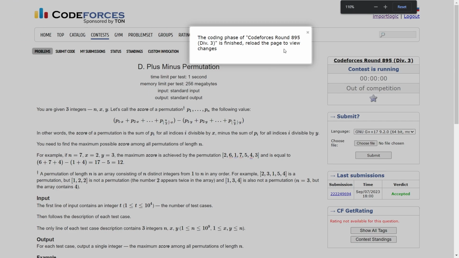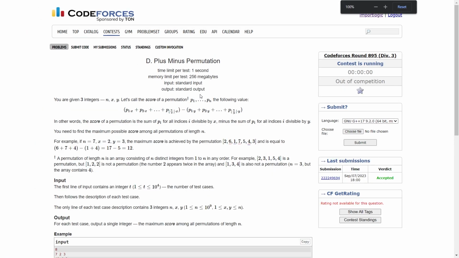Now let us have a look at this D problem. So this problem says that we have been given two integers x and y, right? Now we have to form a permutation of size n such that when we take all the positions which are multiples of x and add them, right? So for example, in this case, they have taken x to be equal to 2. So this will be the multiple of 2, this will be the multiple of 2, and this will be the multiple of 2. We want to take all of these positions and add the values in them.